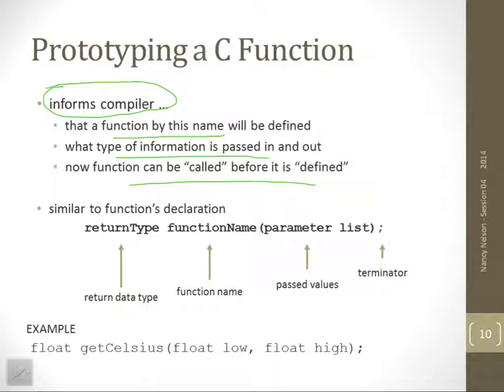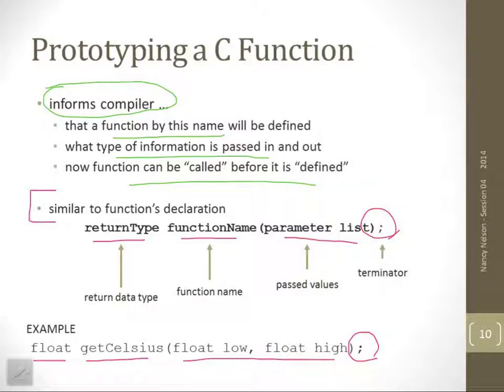In terms of what it looks like, it's very similar to our declaration. So we can see the return type, the function name, and the parameter list. The only difference between the actual declaration and the function prototype is the terminator that has to be at the end. So let's take a look at our example. Here's our floating point return value. There's our function name. Here's our parameter list with our low and high limits. And there's that terminator.